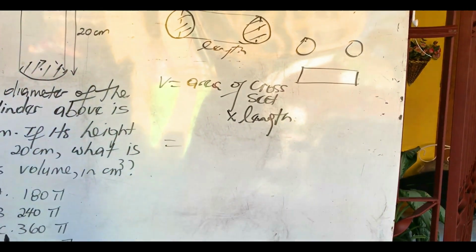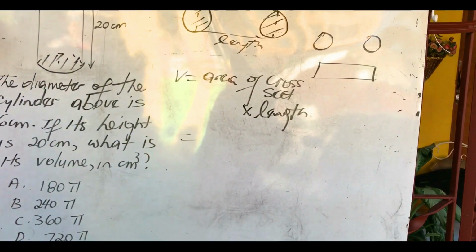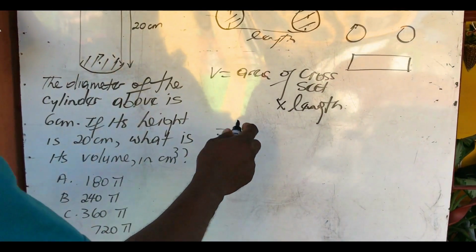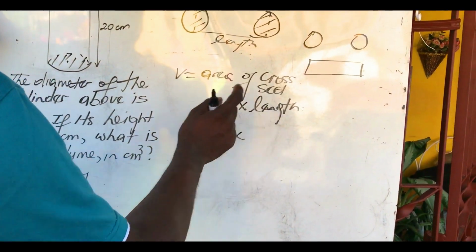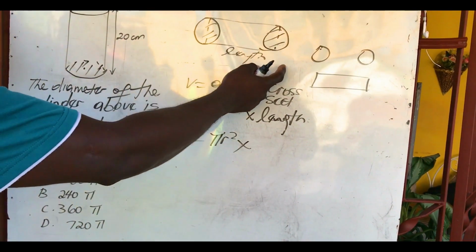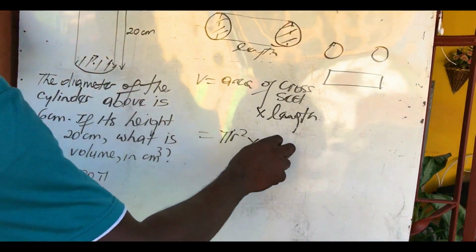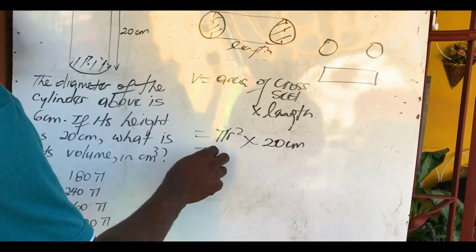But the area, the cross-section is a circle. And we have seen where the area of a circle is actually pi r squared. So it's pi r squared times the length. Now the length, as we said, is the same thing as the height up here, which is 20. So it's times 20 centimeters.